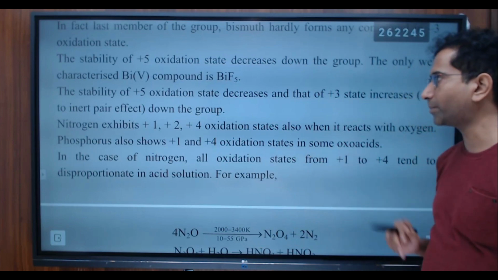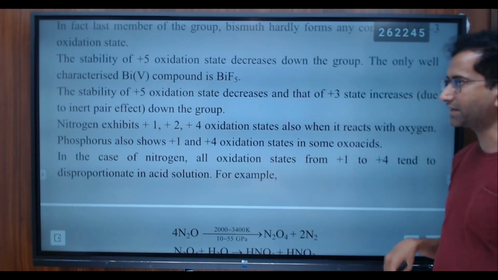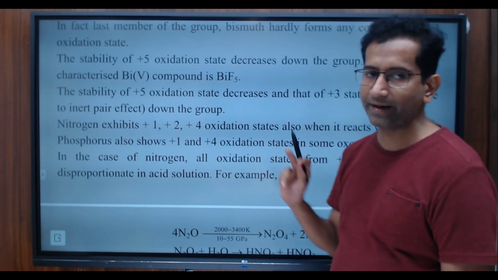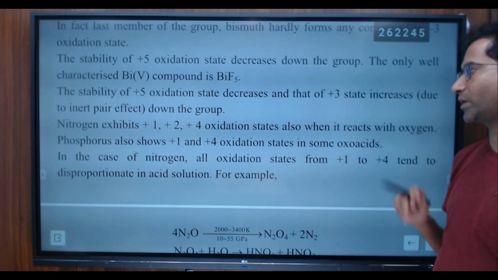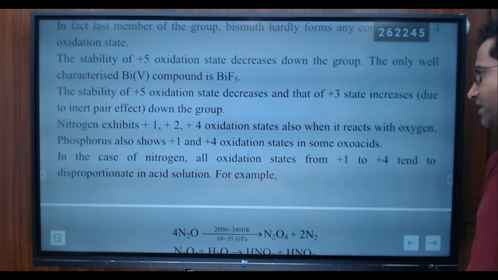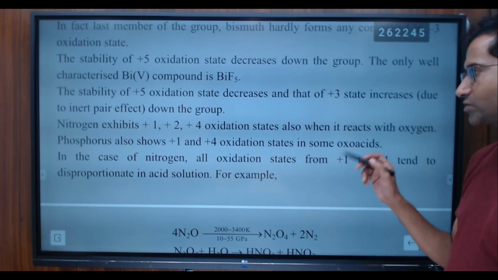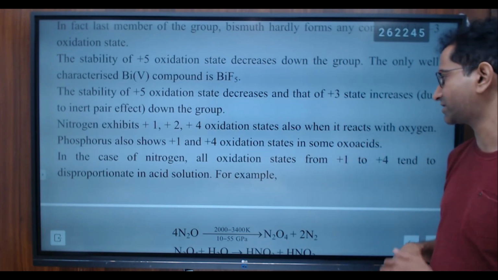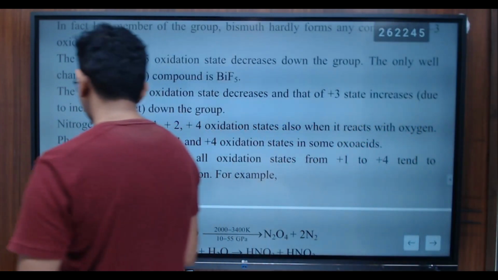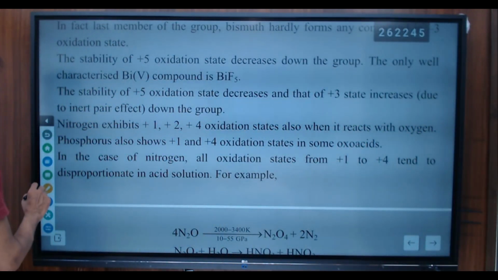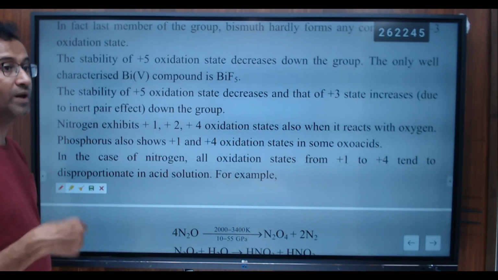The stability of plus 5 oxidation state decreases and that of plus 3 oxidation state increases, and that is due to what? That is due to inert pair effect. Nitrogen exhibits plus 1, plus 2, plus 4 oxidation states also when it reacts with oxygen, while phosphorus shows plus 1 and plus 4 oxidation states in some of its oxo acids. In fact, nitrogen can exhibit so many oxidation states ranging from -3 to +5.